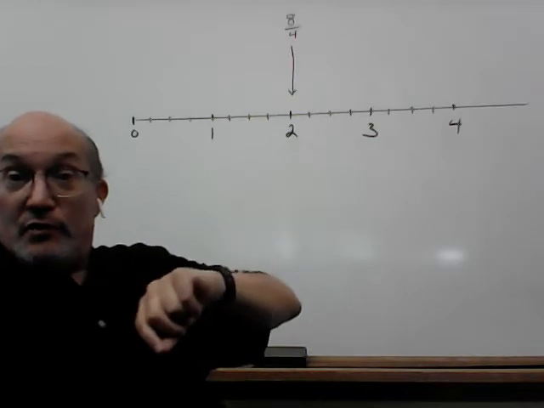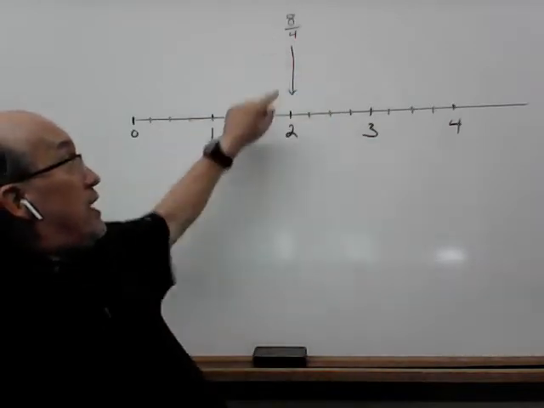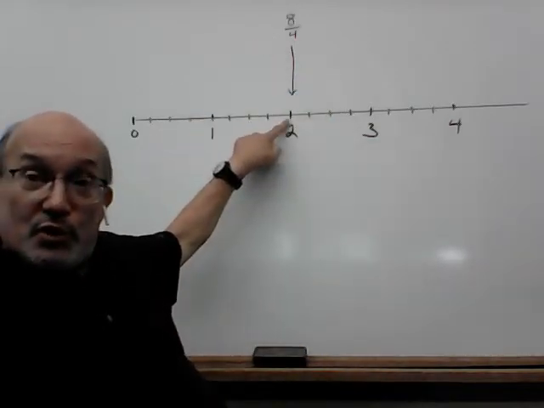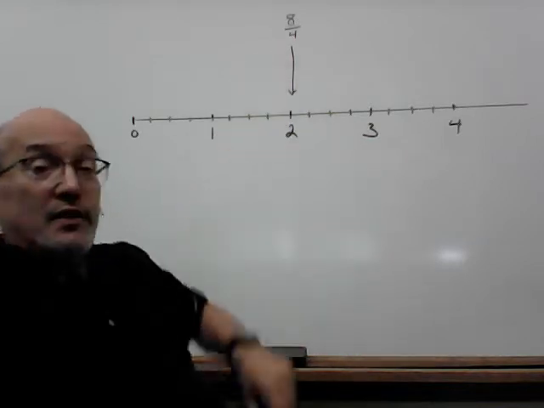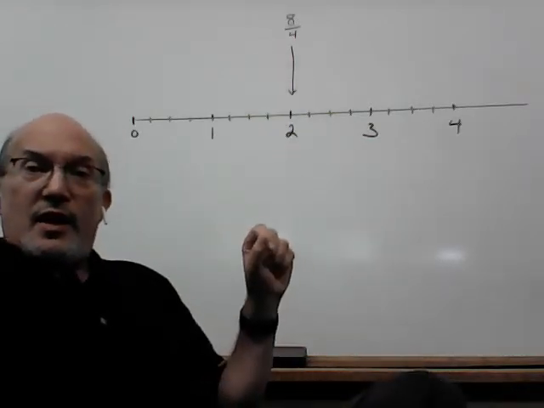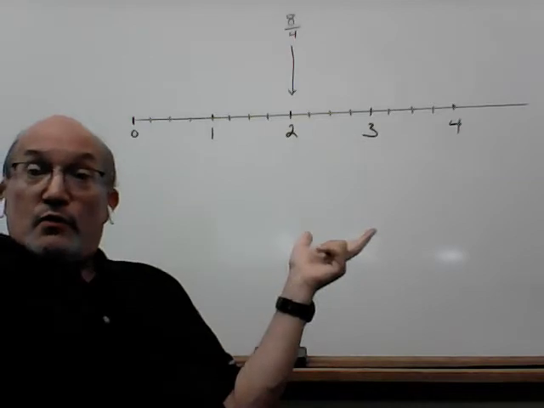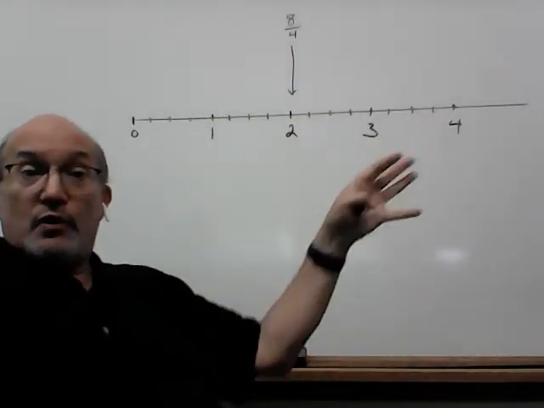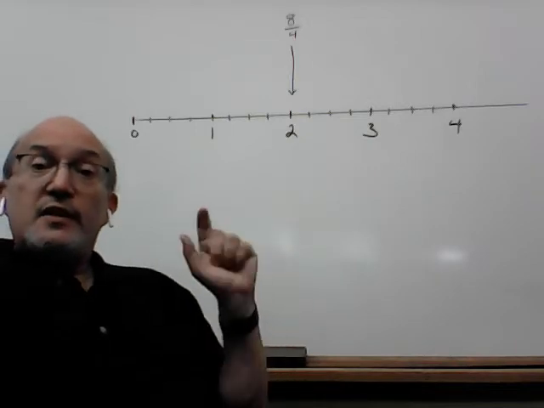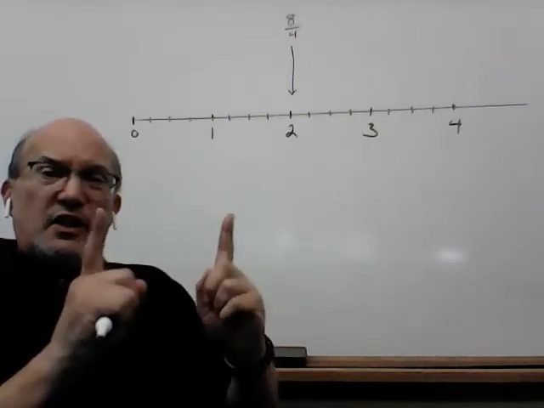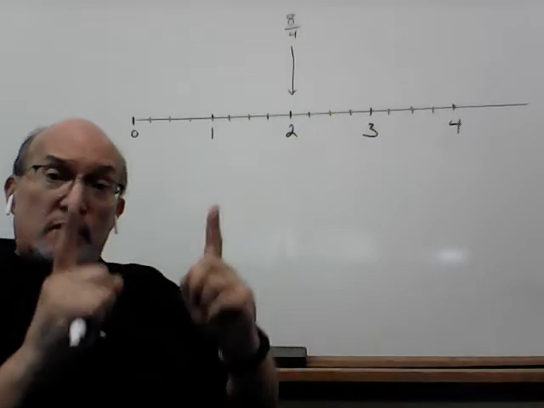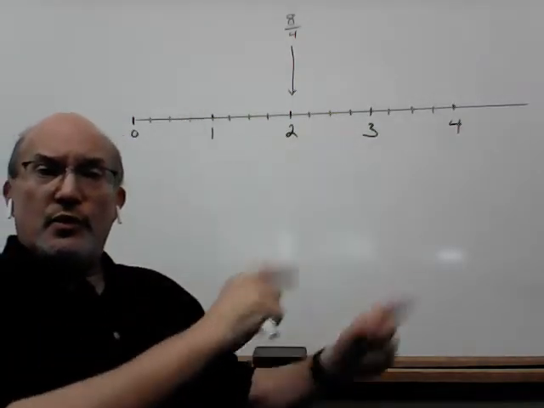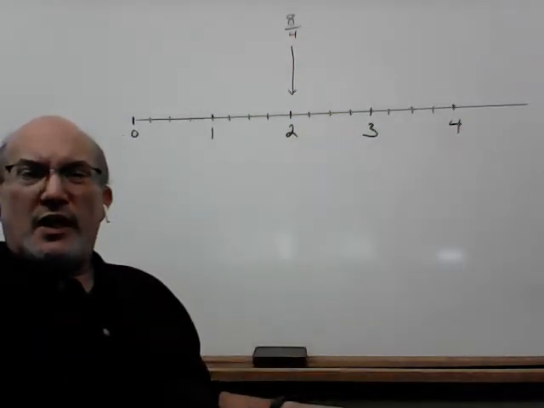I suggested earlier that fraction 8/4 is the same as the whole number 2. So I've indicated that up here. And what I've done with this number line that was up there before, going from 0 to 4, is I divided each unit, the distance between each whole number, 0 and 1, 1 and 2, 2 and 3, and so on, into 4 equally sized pieces.